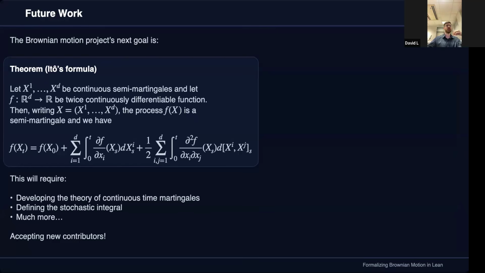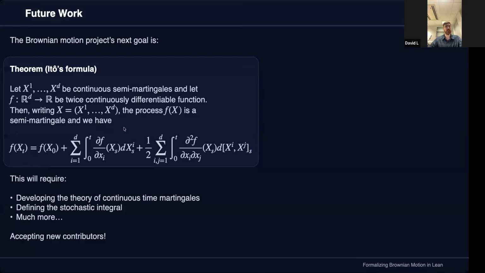And the next step is we want to prove a theorem called Itô's formula, which says that if X1 to Xd are continuous semimartingales, and f is a function from R^d to R, which is twice continuously differentiable, then if we write X in this form, the process f(X) is a semimartingale, and we have f of Xt is equal to this. So you don't have to know what all that means, but basically this is like a fundamental theorem of calculus for stochastic calculus.